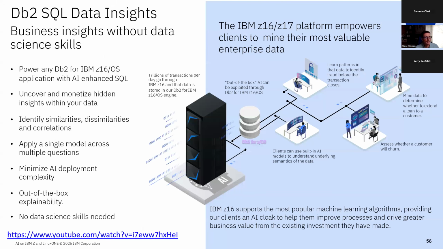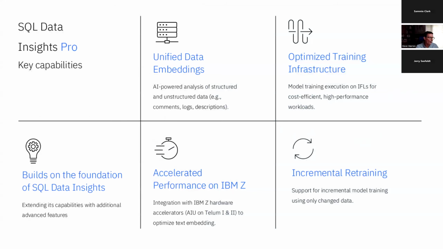Db2 SQL Insights, again part of Db2 version 13, allows you to run a set of semantic queries, an enhanced SQL query. I'm able to say what row in my database looks a lot like this row. And it has lots of capabilities in the base version. And then there's an enhanced version called Pro, which allows you to incrementally train, not on z/OS, but on IFLs, and to be able to look at unstructured data. So there are some advantages of the Pro version.